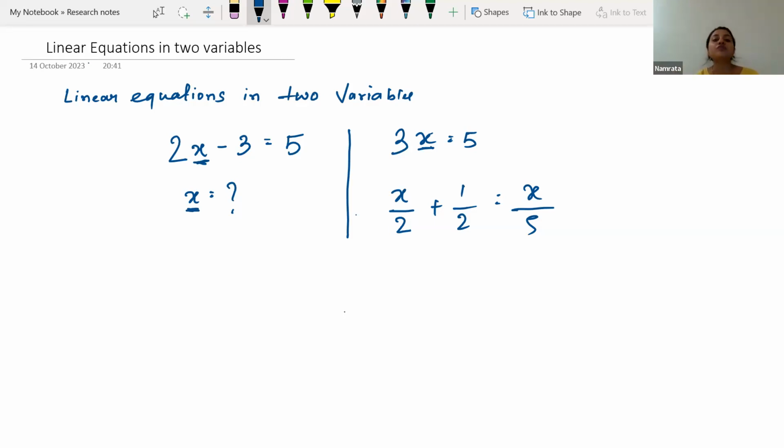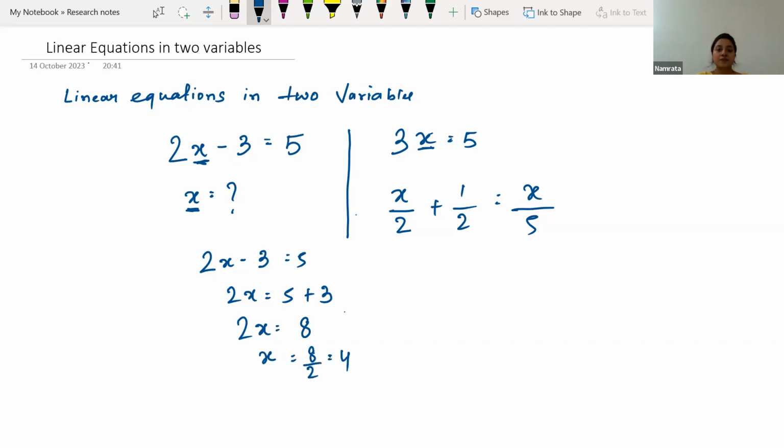So here we are going to focus on linear equation, where the highest power of the variable will be 1. But here we are going to focus on linear equation in two variable. Now, while solving this type of equation, we will get only one value of x. If 2x minus 3 is equals to 5 is there, let's solve it. We will get twice x is equals to 5 plus 3. Can I write it like this? Yes, ma'am. From here, what we'll get? Twice x is equals to 8. And from here, we will get x is equals to 8 over 2. That is 4, right? Yes. So we got the value of x as 4.